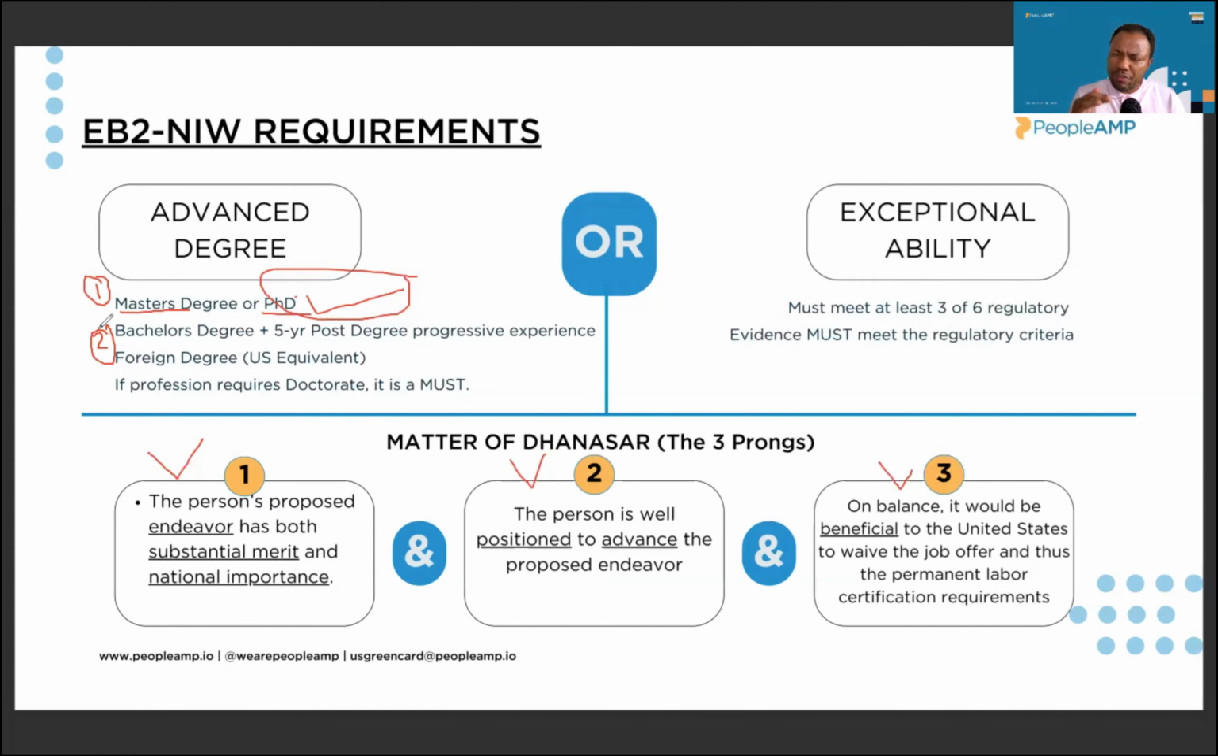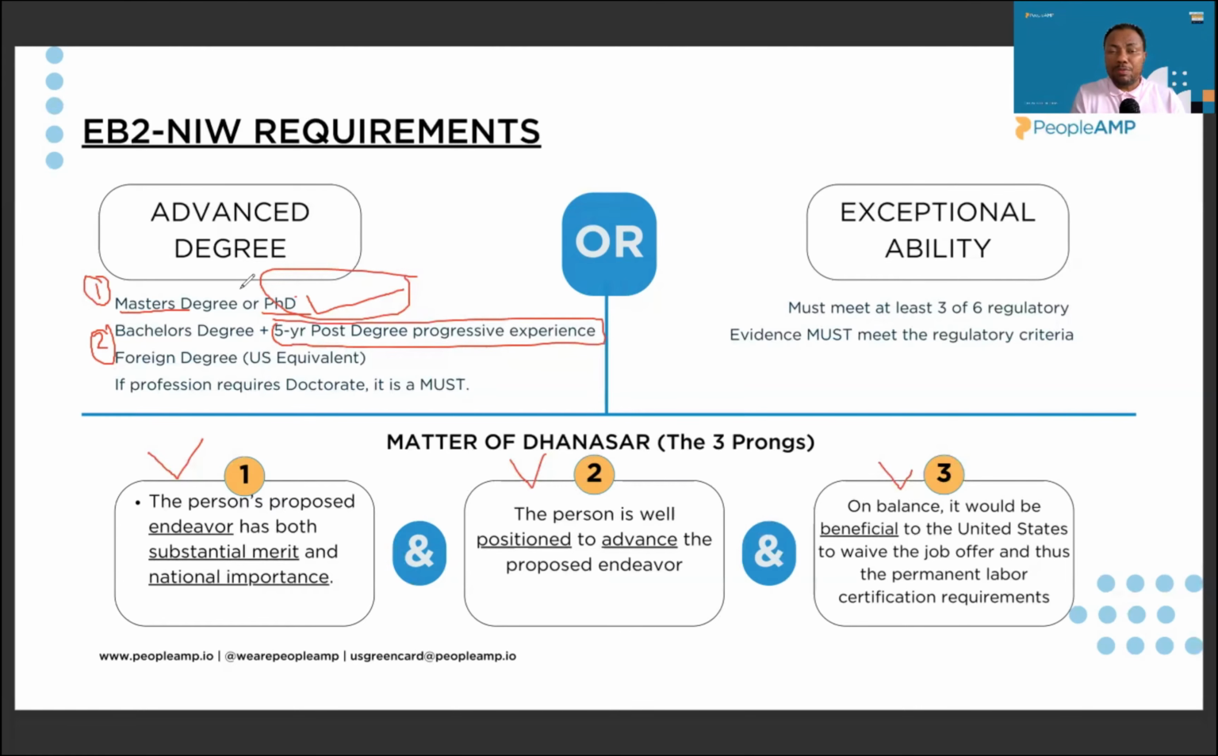Now, for the second option, imagine that they have only a BSc degree. Because they only have the bachelor's degree, what they need to do is prove that they have 5 years post-bachelor experience. So this HR manager who studied human resource at the basic bachelor level needs to get a letter from an employer that he or she has done 5 years post-BSc experience.